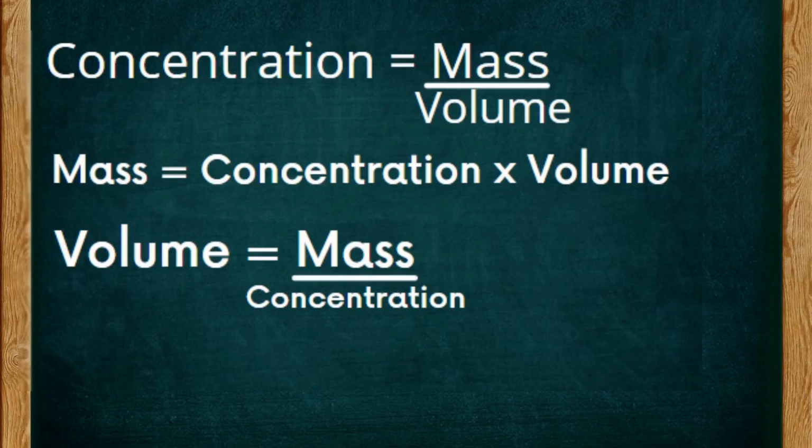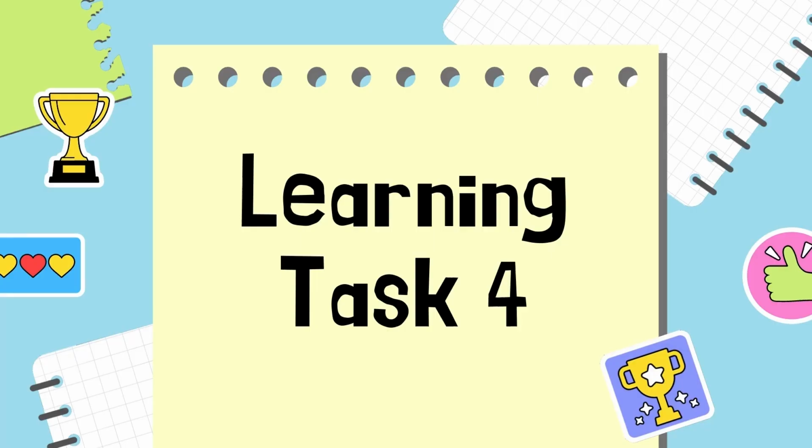Now, these are the formulas for concentration, mass, and volume. Concentration is equal to mass divided by volume. Mass is equal to concentration times volume. And volume is equal to mass divided by concentration.